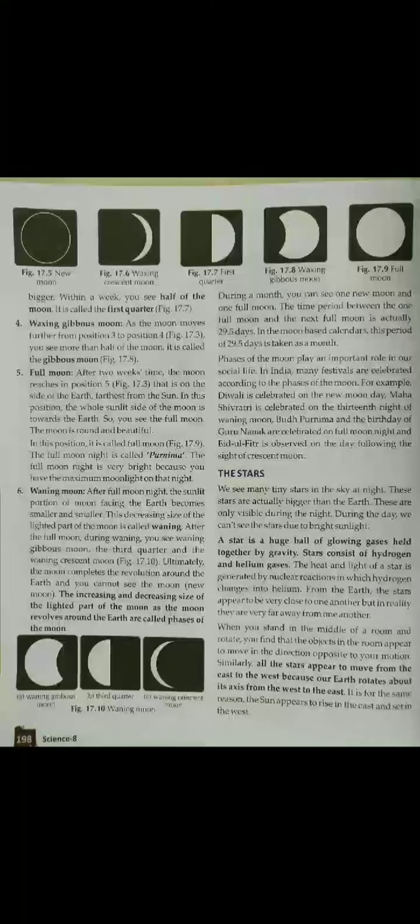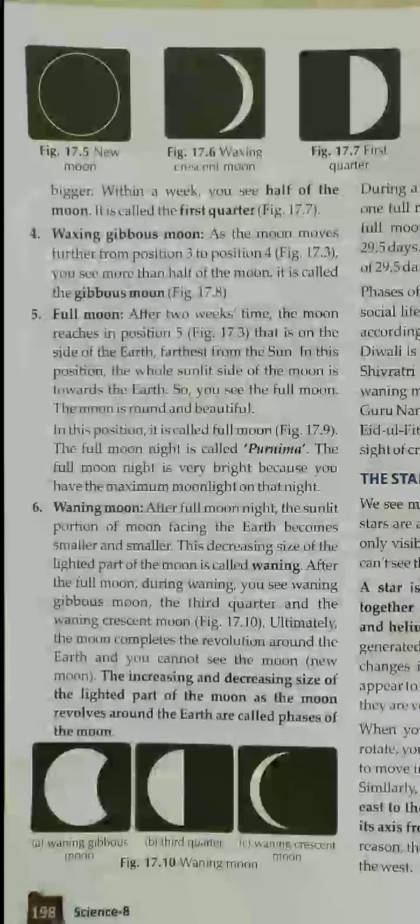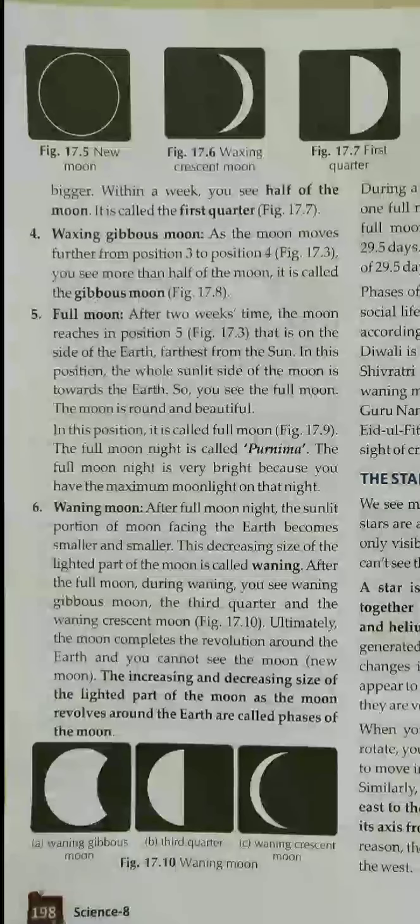Next is the waning moon. After the full moon night, the sunlit portion of the moon facing the earth becomes smaller and smaller. This decreasing size of the lightened part of the moon is called waning. After the full moon, during waning, you see the waning gibbous moon, the third quarter and the waning crescent moon. In figure number 17.10, you can see the waning moon. Ultimately, the moon completes the revolution around the earth and you cannot see the moon. So, this was the new moon.